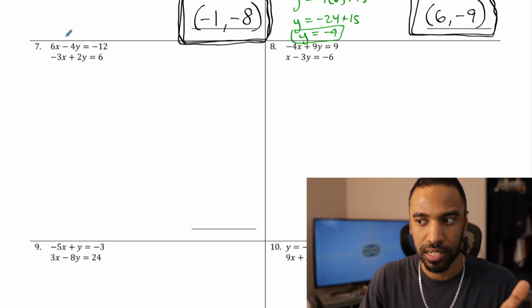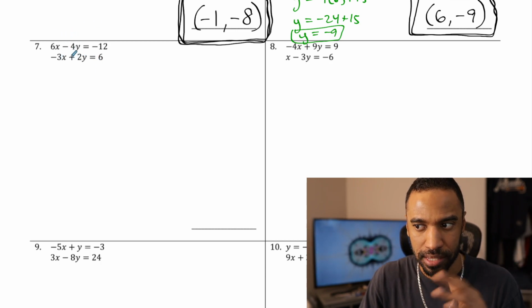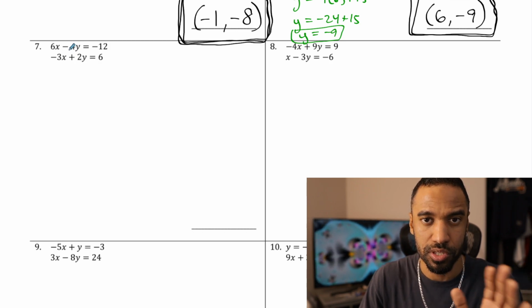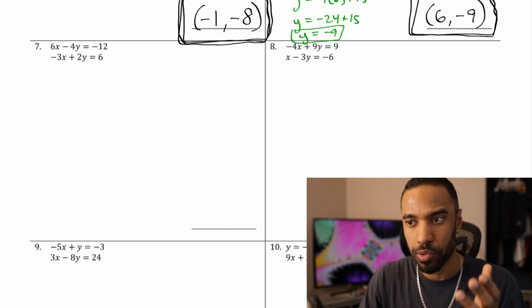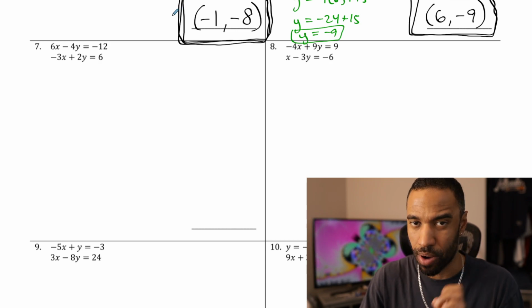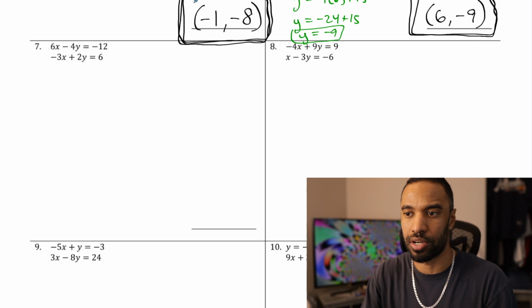No matter what, if I try to get any one variable by itself, I will always be left with some sort of fraction somewhere. So I would rather stick with elimination. And to be honest, with elimination, this one is already primed and ready to do some elimination here.